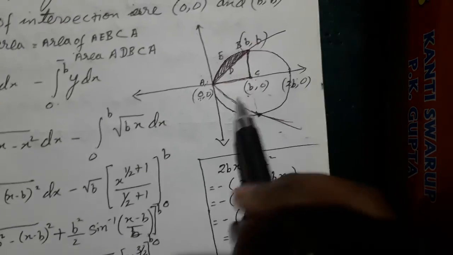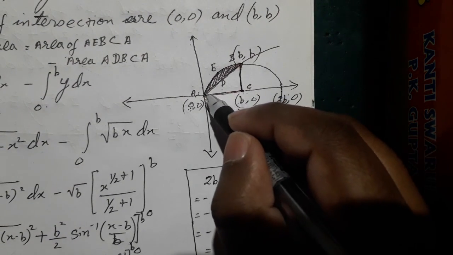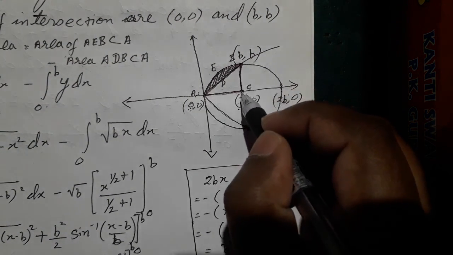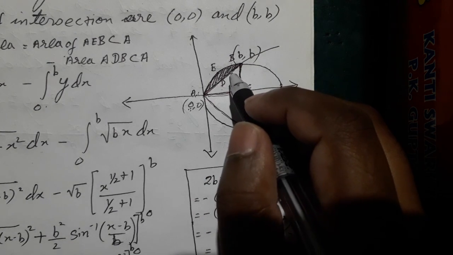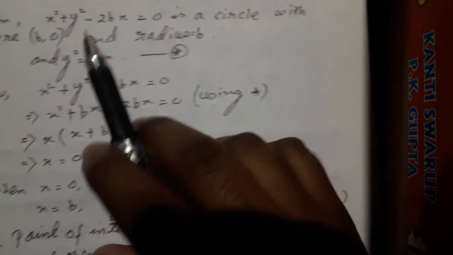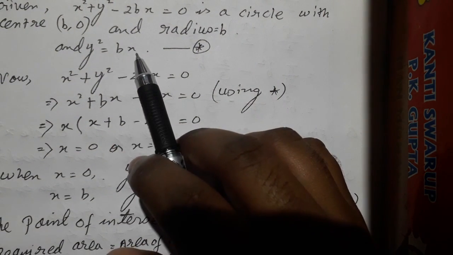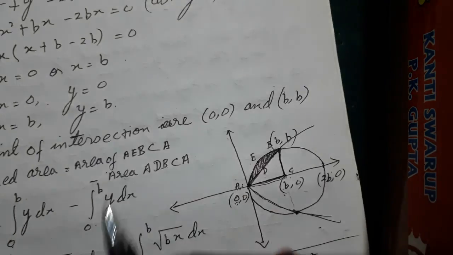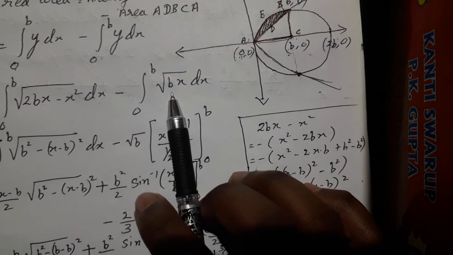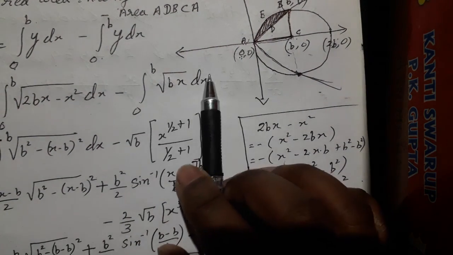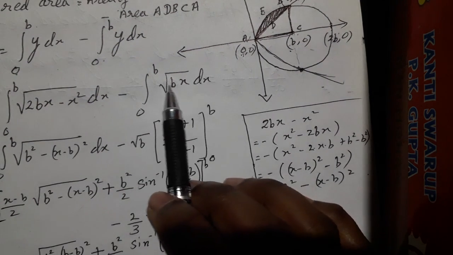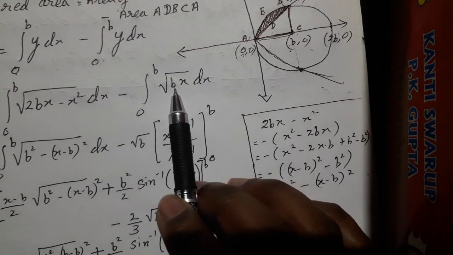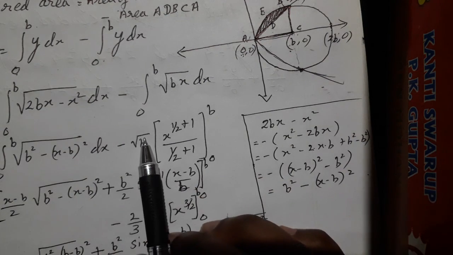And minus, when I take this area, which curve is involved? The curve involved here is the parabola. So we'll find the value of y from the parabola equation, so y is equal to square root of bx. So we get the integral of square root of bx dx. Now we have to integrate this. It can be written as square root of b into square root of x. Square root of b is a constant, so it will come out of the integration.